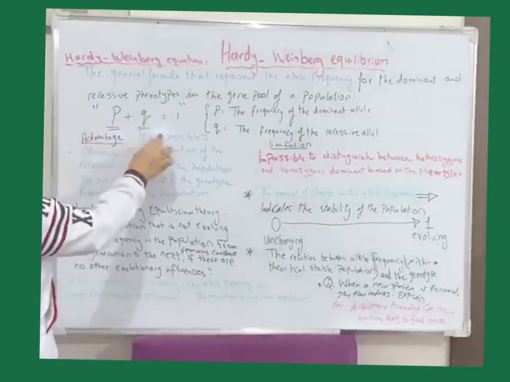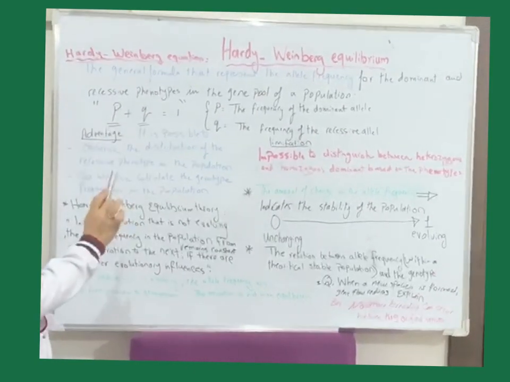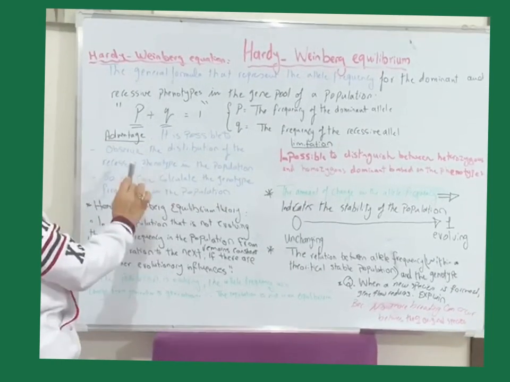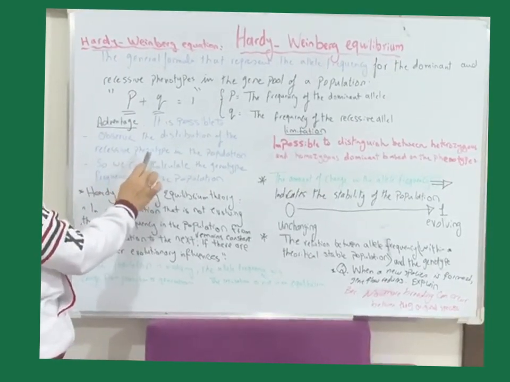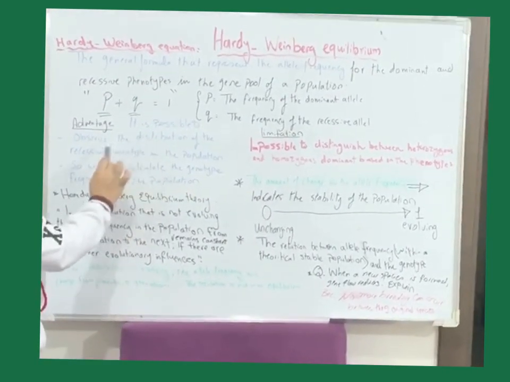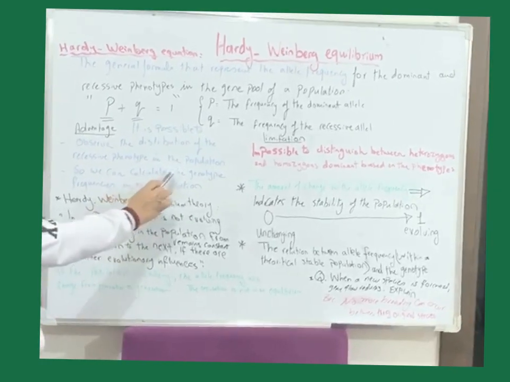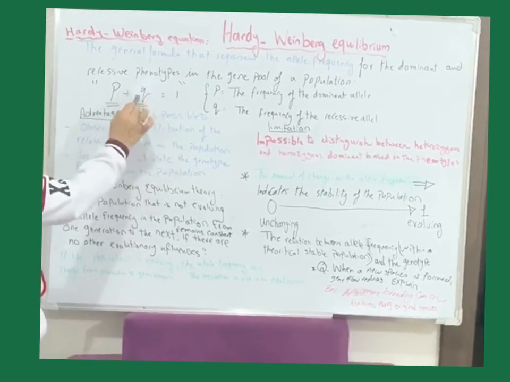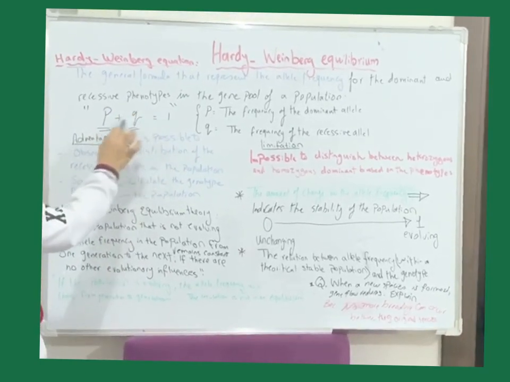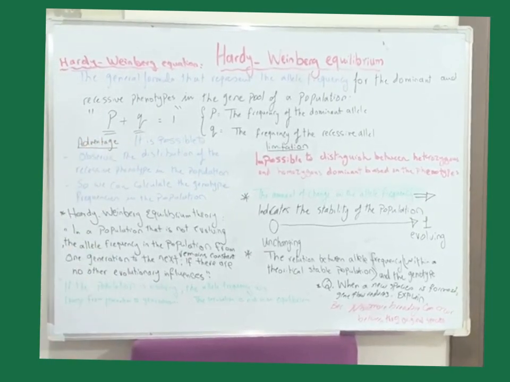Although this equation looks very simple, it has an advantage, because in any population it is very easy to observe the distribution of the recessive phenotype, since the recessive phenotype is different from the dominant one. So it will be easy to distinguish the recessive phenotype in the population, and in this way you will be able to calculate the genotype frequency in the population. If you know the frequency of the recessive allele, you can also calculate the frequency of the dominant one.